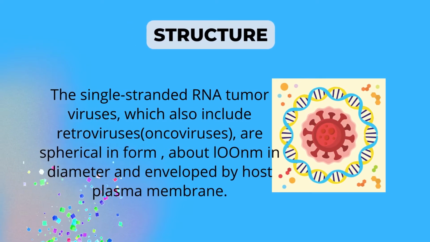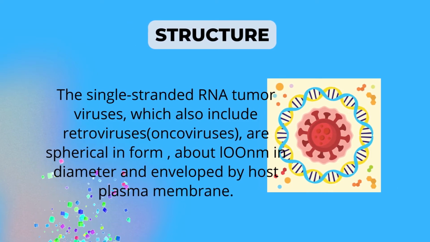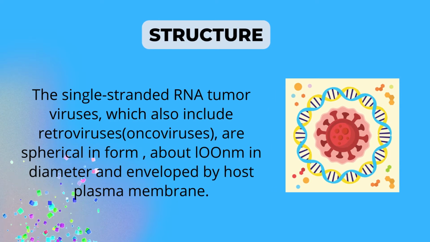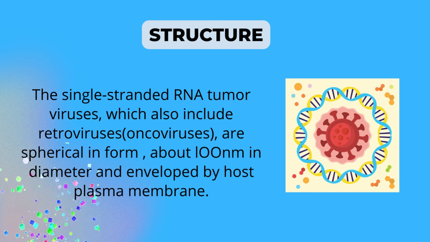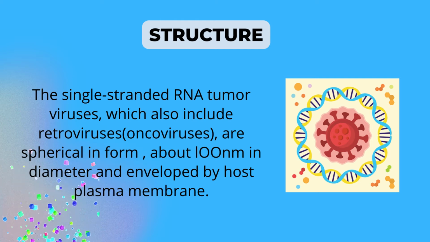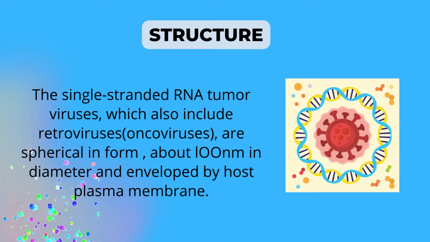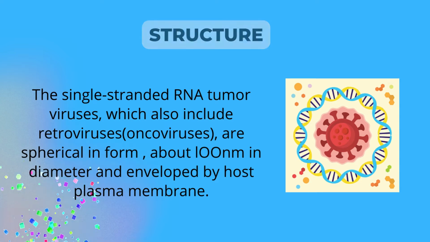Structure. Each retrovirus has single-stranded RNA. Tumor viruses include retrovirus, that is HIV, and oncovirus. Oncovirus causes cancer and HIV causes AIDS. They are spherical in form, 100 nanometers in diameter, and enveloped by the host plasma membrane. We can say that retroviruses are spherical, have a diameter of 100 nanometers, and are covered by host membrane.